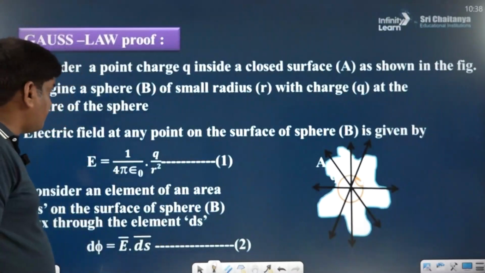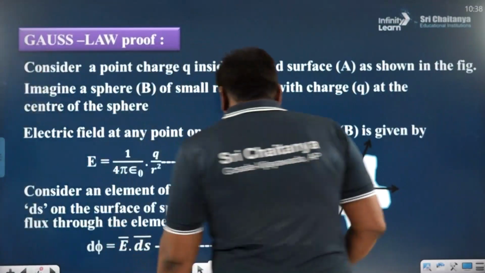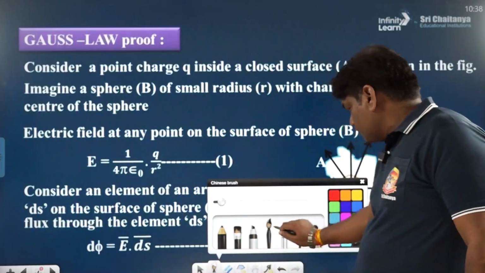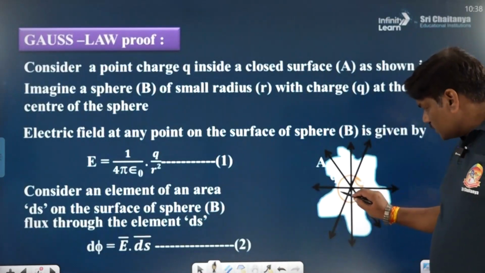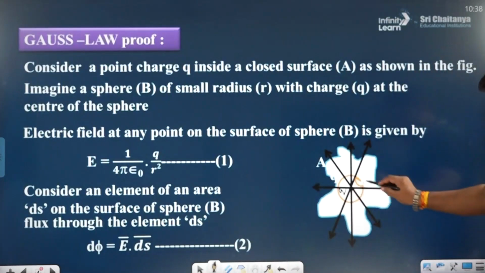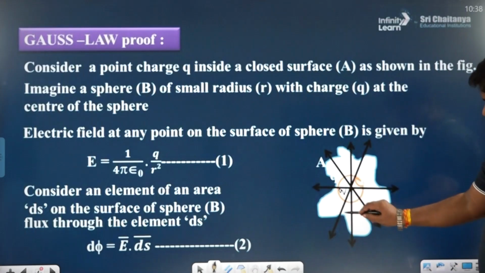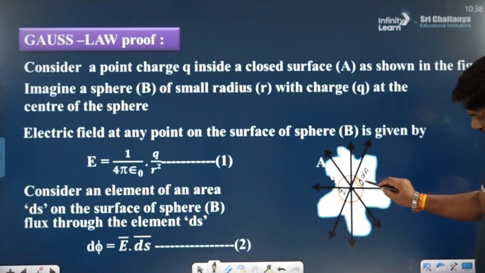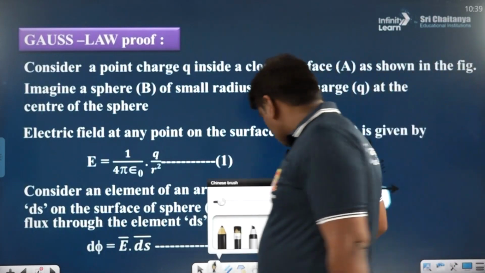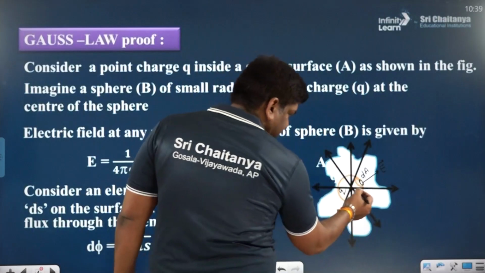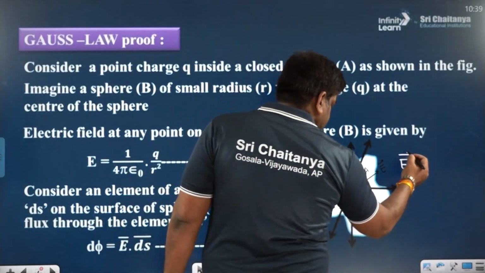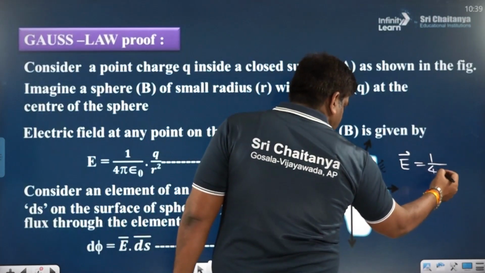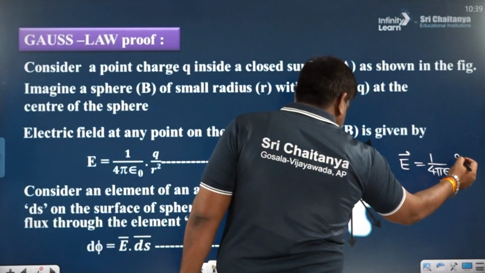If I'm talking about the proof of this Gauss law, we are just assuming here that there is a charge Q placed here, and this is a spherical surface. The surface shown by the orange color is a spherical surface, and here we are choosing one area dA, where the field is E. This field E at some distance R, we can write as 1 upon 4 pi epsilon naught into Q by R square.